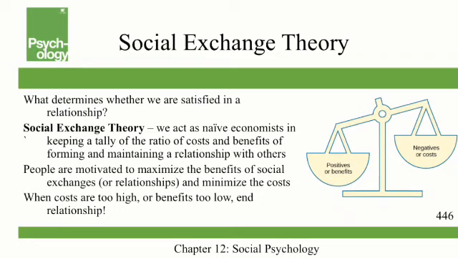Social exchange theory. What determines whether we're satisfied with a relationship? Well, in social exchange theory, we act as naive economists in keeping a tally of the ratio of costs and benefits of forming and maintaining a relationship with others. So people are motivated to maximize the benefits of social exchanges or relationships and minimize the costs. So when the costs are too high or the benefits are too low, you end the relationship.